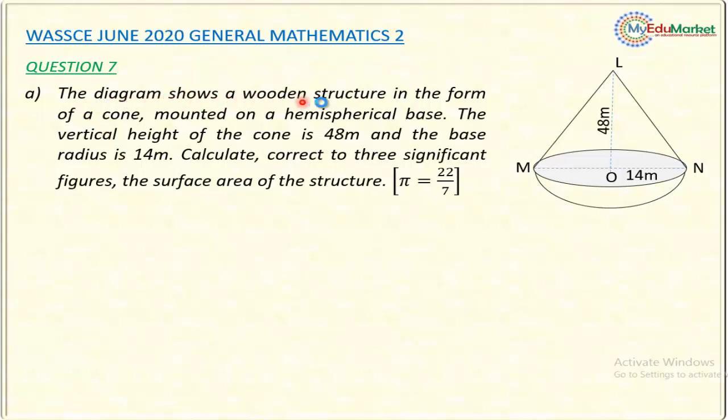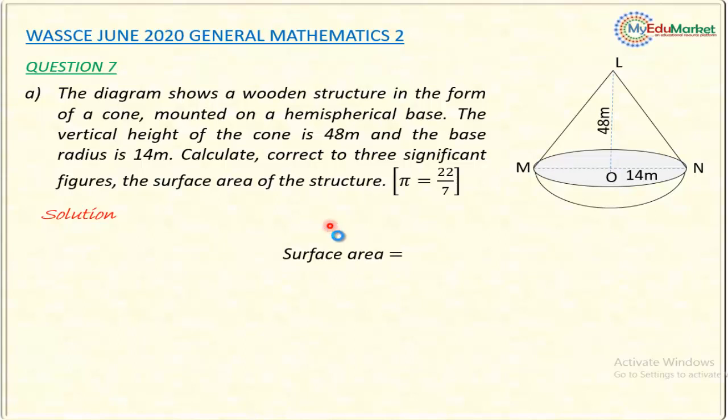The diagram shows a wooden structure in the form of a cone which is mounted on a hemispherical base. The vertical height of the cone is 48 meters and the base radius of the cone is 14 meters. The question asks us to calculate, correct to 3 significant figures, the surface area of this structure. Pi is to be taken as 22/7. So let me attempt to answer this question.